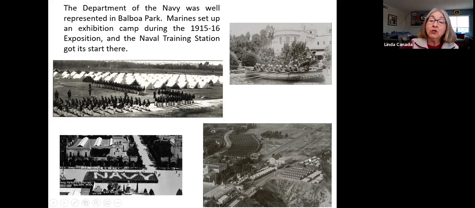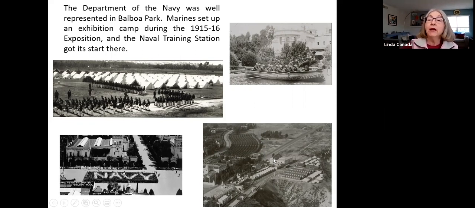And in the bottom picture on the right, you can see this is the Park Boulevard side of the park, except there was no road through then. It was simply a trolley line that came up from downtown. But here on either side of the trolley line are tents from the military that was living here and practicing in Balboa Park.